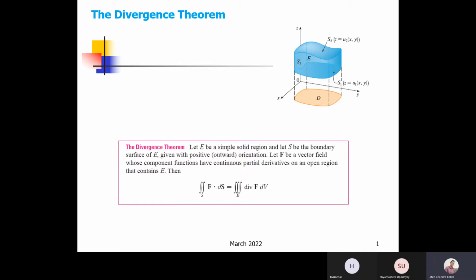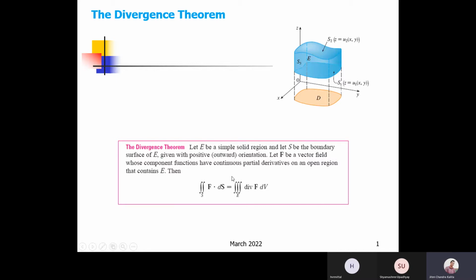Okay, fine. So now what happens if F is a vector field whose component functions have continuous partial derivatives on an open region that contains E? Then this surface integral becomes this volume integral. Is it okay? So this is what it is.